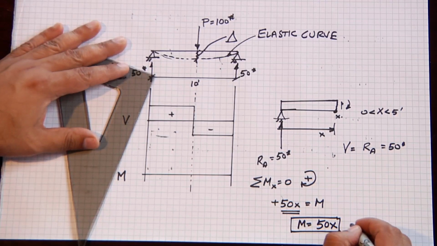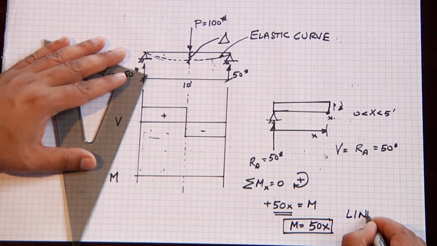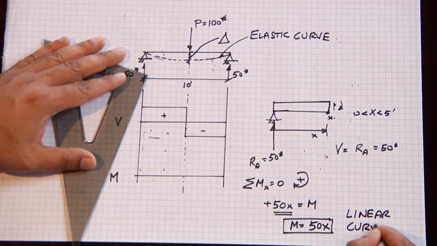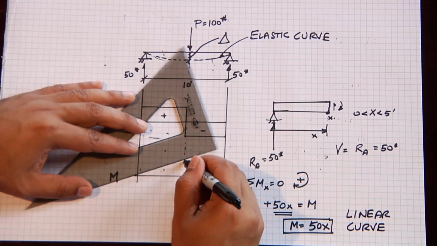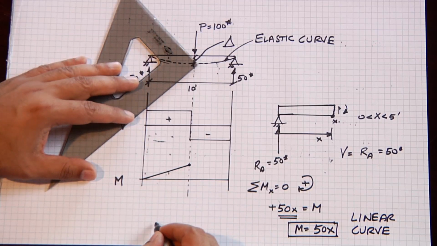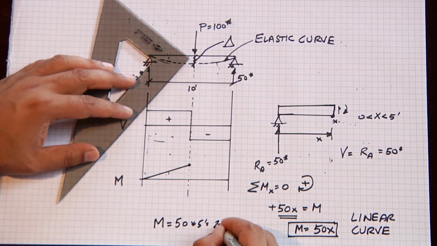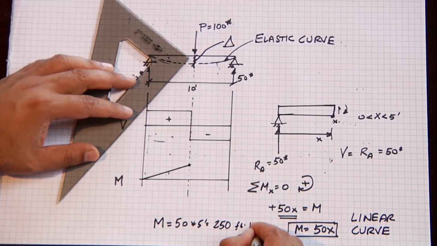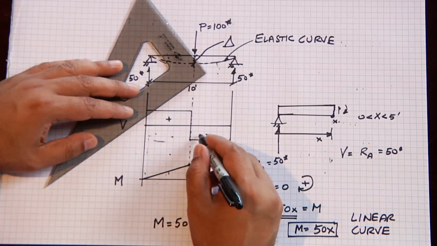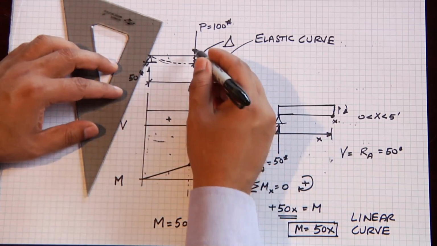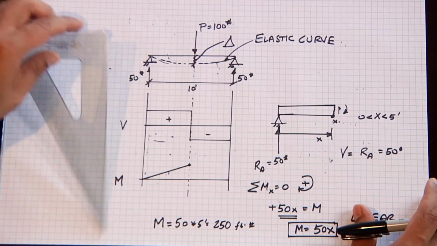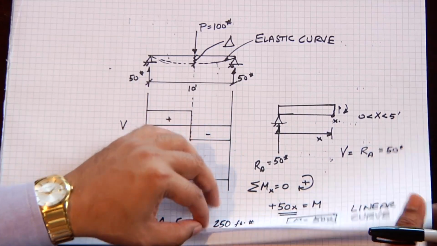which tells us that the moment is a straight line curve. This is a linear curve. And so the moment diagram is going to go up with a positive slope until it reaches the center. The value at the center is 50 times 5 feet, 250 foot-pounds. And the same thing will happen on the right-hand side, except that now, because we have a negative shear occurring, the moment diagram will change.